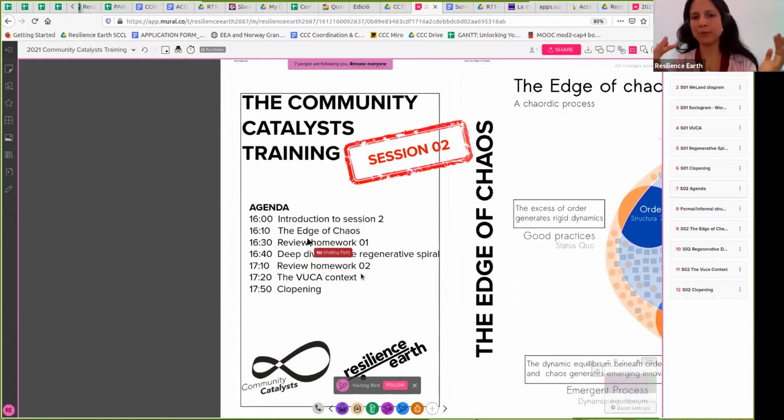And then we go through why VUCA is so important. Again, it's one of our staple analysis tools at the very beginning of doing a community process as practitioners, and we can share some of our experiences with you and build upon it with you as well. And then the closing will introduce the homework assigned for next week and continue on.